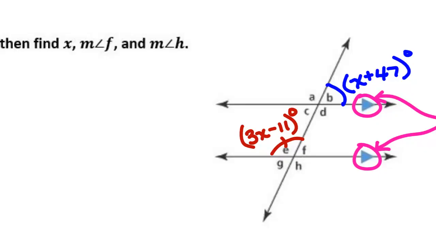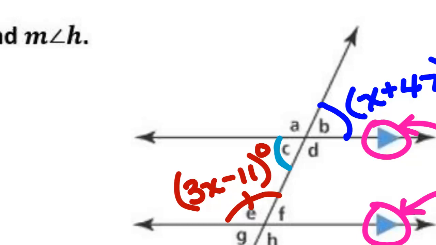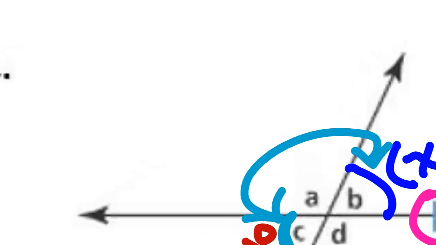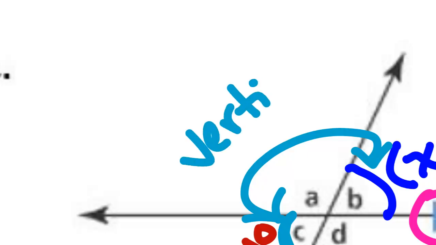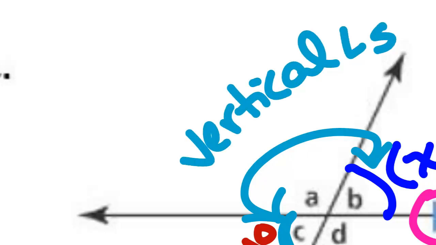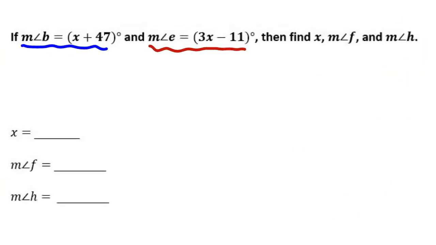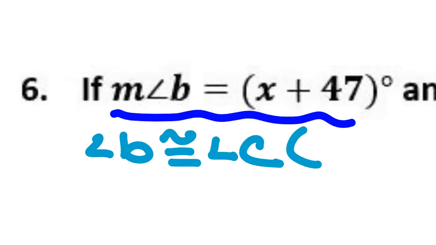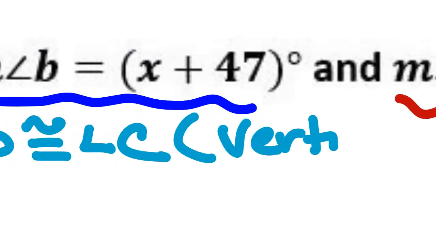I know another angle up here that's the same size as angle B. C is the same size as angle B. This one right here. These are vertical angles, and they are congruent. Angle B is congruent to angle C because they are vertical angles.